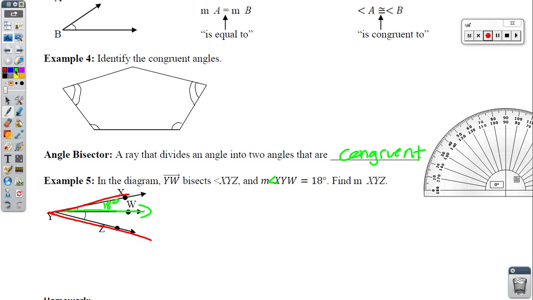And again, if it's a bisector, it cuts it exactly in half. So that means if the top is 18, the bottom has got to be 18 too. They must be equal if it is a bisector because it gets cut exactly in half. So then all we need to do is just take 18 plus 18. So we get 36 degrees. That is the measure of angle XYZ.